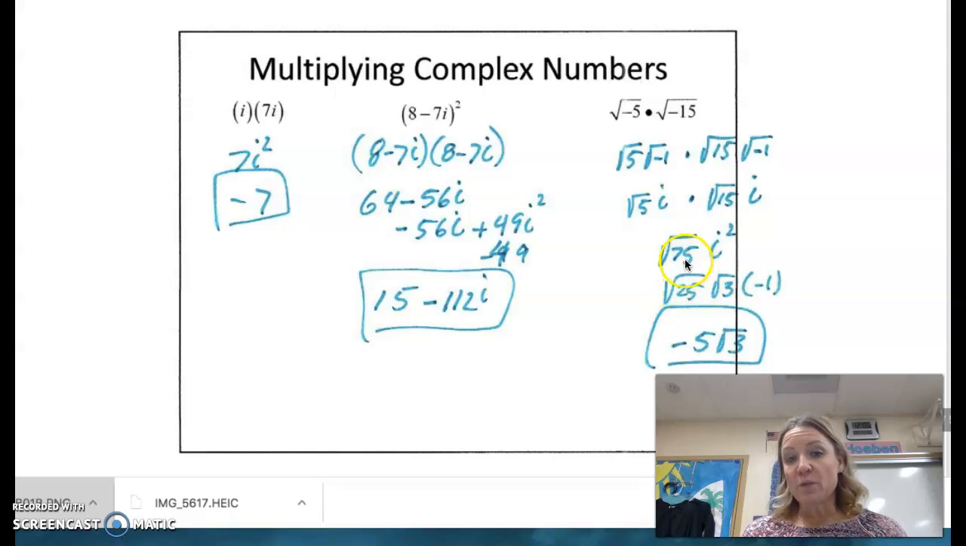So I'm going to rewrite the square root of 75 as the square root of 25 and the square root of 3. Square root of 25 is 5, so pull that out in front of the radical and then multiply it by negative 1 to make it negative. And then the radical 3 has no perfect square factor, so it stays inside of the radical. Awesome.